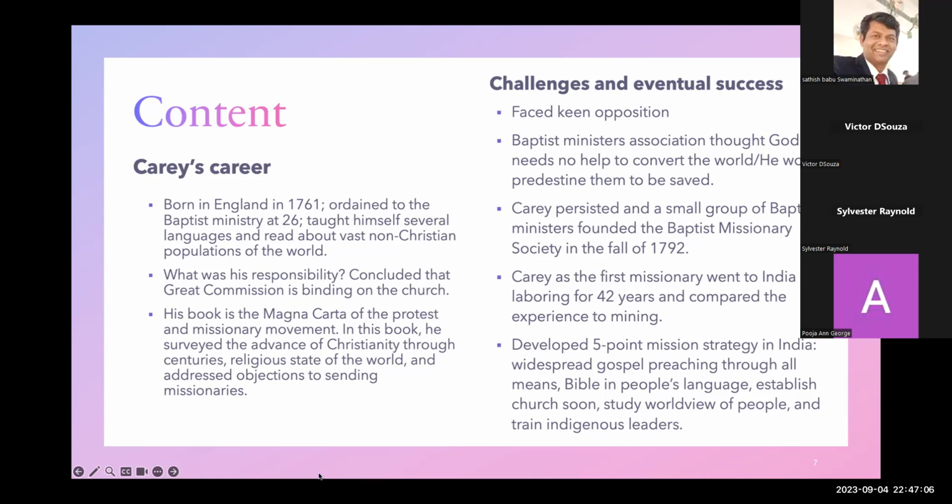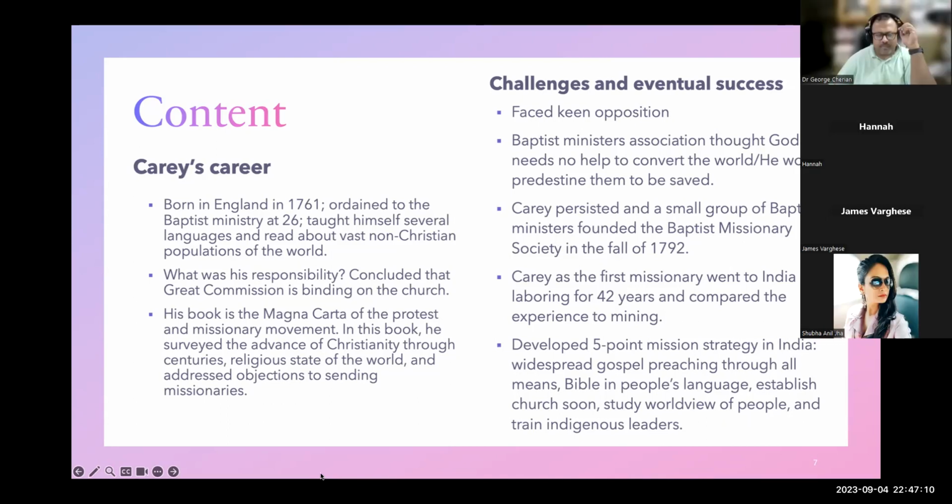And the Bible, if it's available in people's language, is essential, so that people can read and understand. And as soon as the people know the Bible, know about God, and the gospel has been preached and reached these areas, we must establish a church so that people can grow and there is local leadership.